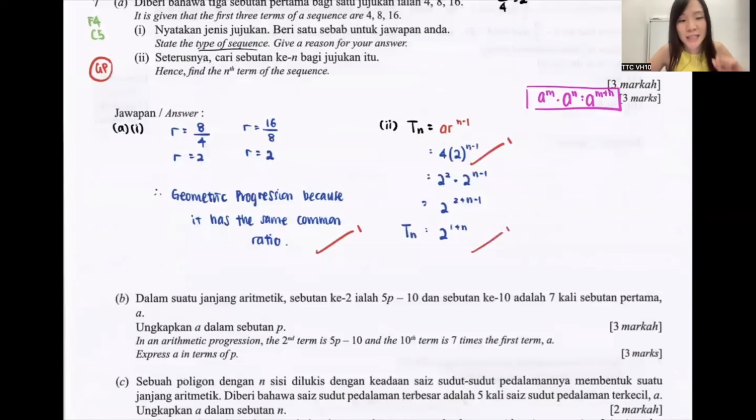So A, I hope you guys understand. Let's move on. B. B, they say in an arithmetic progression, no need to ask you guys. They already say it's arithmetic progression. They say the second term, T2, is 5p minus 10. That's what they tell me.